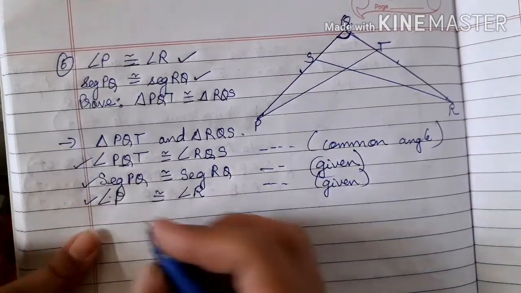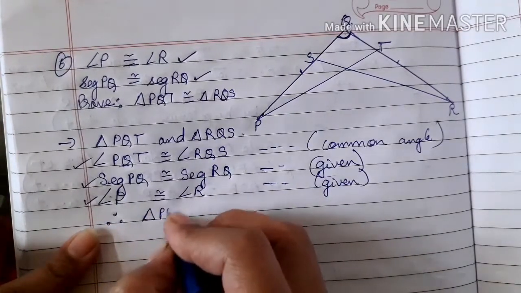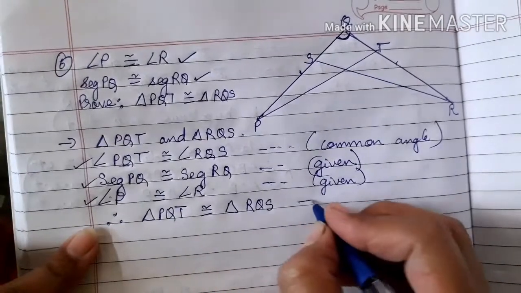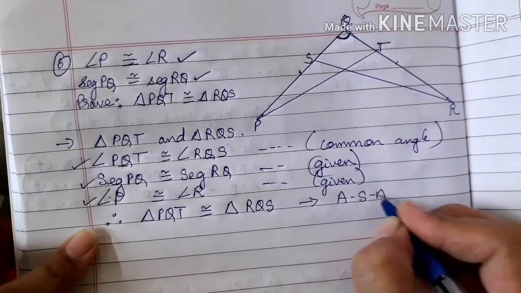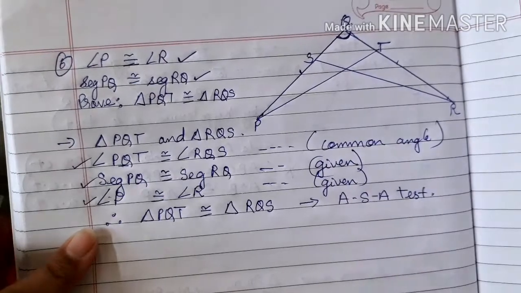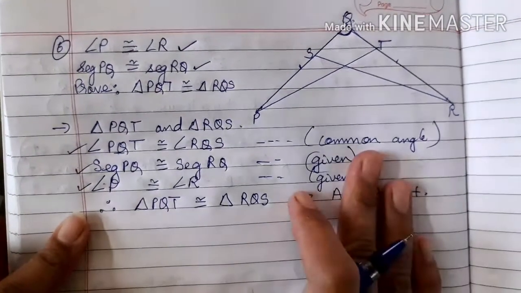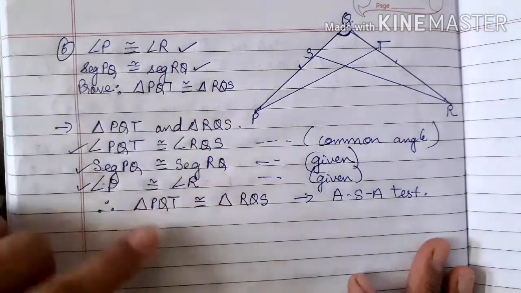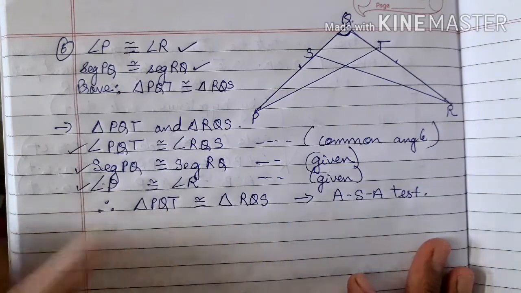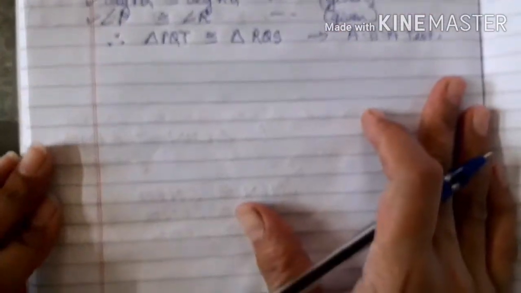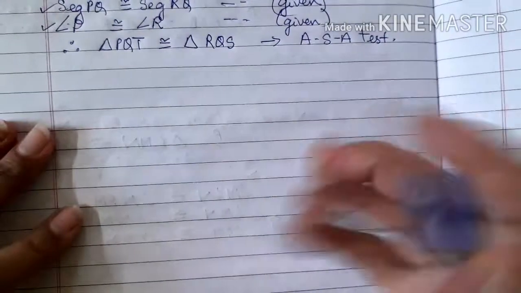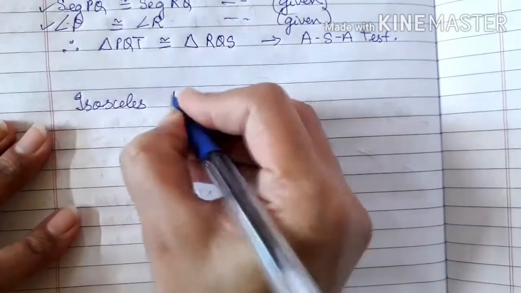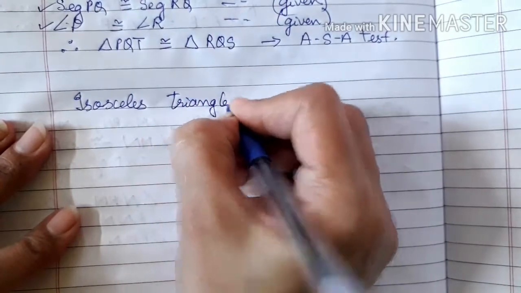From these three reasons, we can prove that triangle PQT is congruent to triangle RQS, and which test? ASA test. Children, I hope you all have understood this. It's very easy. You all have to only give three reasons and find the test of congruence of the two triangles. So I'll move towards the next theorem, which is the isosceles triangle theorem.